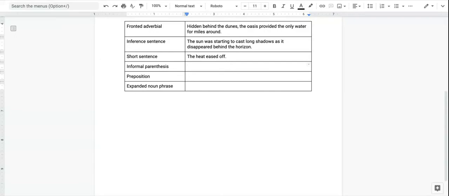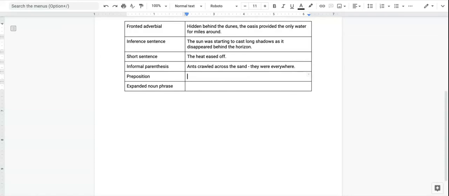So an informal parenthesis is where I'm going to use a dash, and I'm going to bring in my author's voice to add a little bit more description, maybe add an extra bit of detail. So I'm going to say, ants crawled across the sand, dash, they were everywhere. And that dash, they were everywhere, is that informal parenthesis where I'm using my author's voice and adding a bit more description.